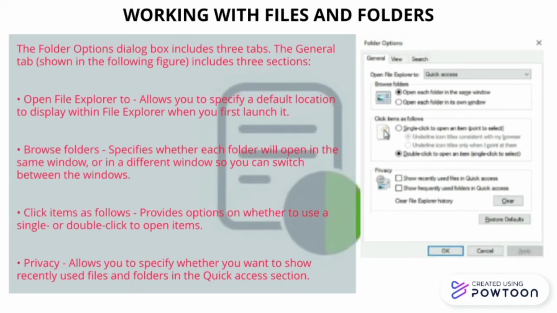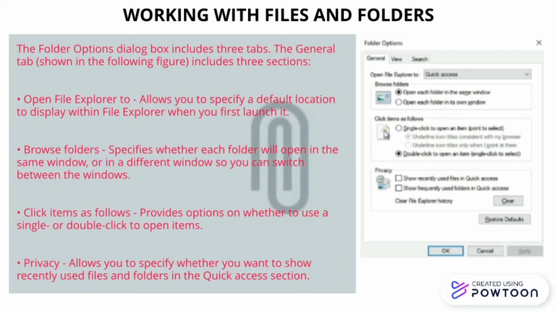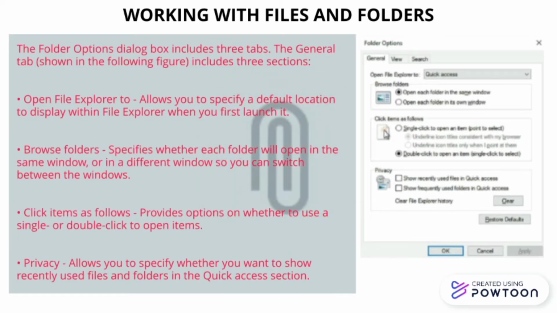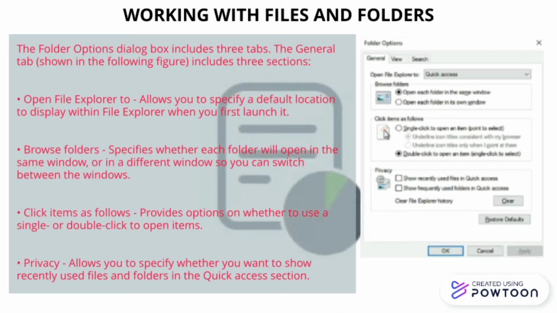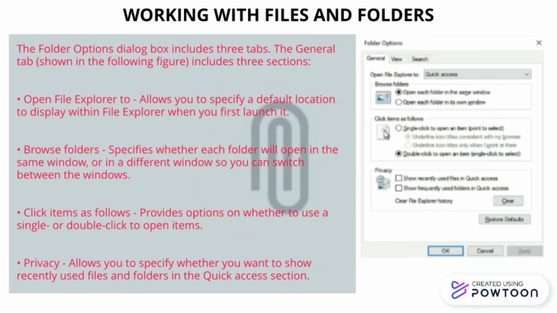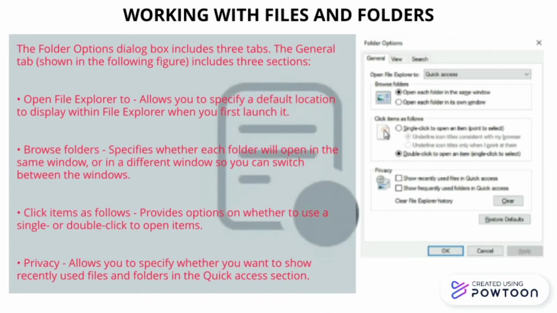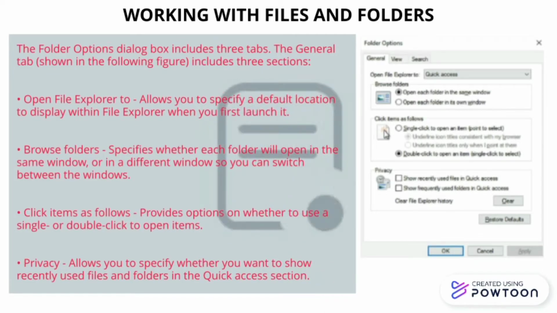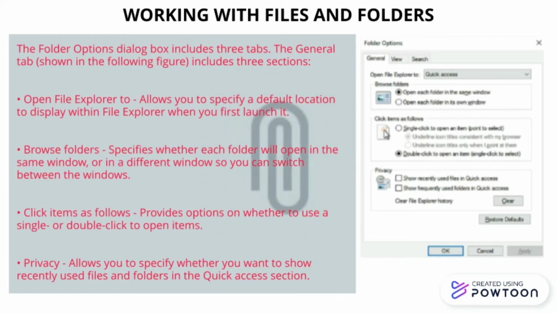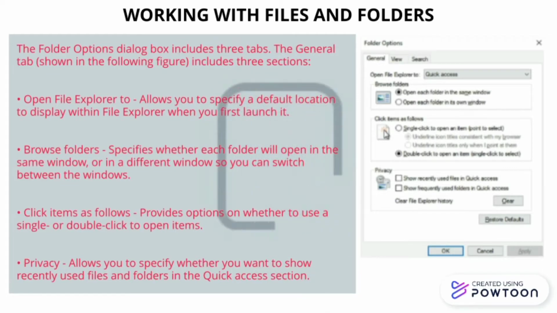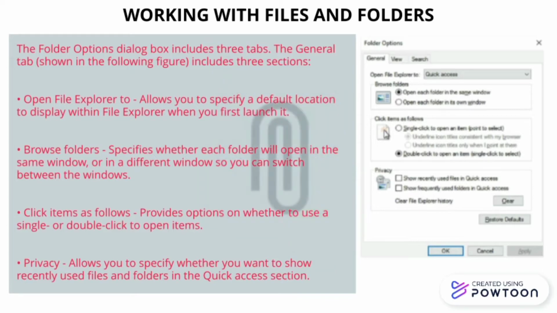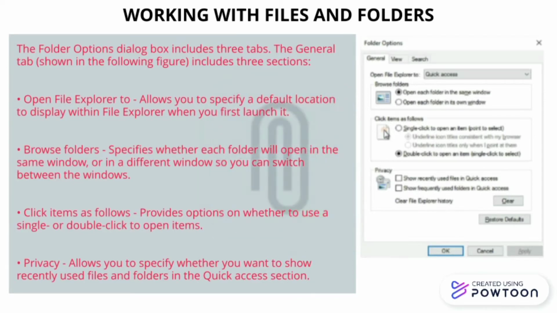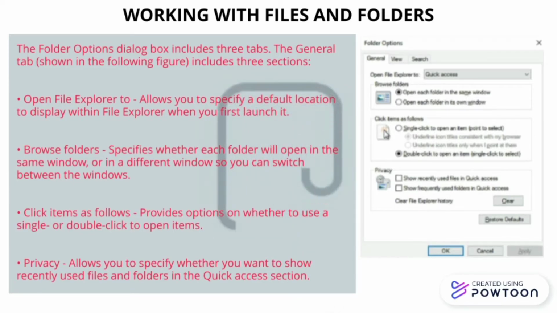The Folder Options dialog box includes 3 tabs. The General tab, shown in the following figure, includes 3 sections. Open File Explorer to allows you to specify a default location to display within File Explorer when you first launch it. Browse Folders specifies whether each folder will open in the same window, or in a different window, so you can switch between the windows. Click Items as follows provides options on whether to use a single or double-click to open items. Privacy allows you to specify whether you want to show recently used files and folders in the Quick Access section.